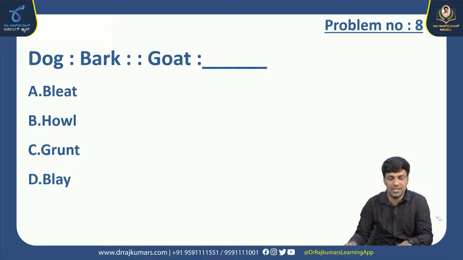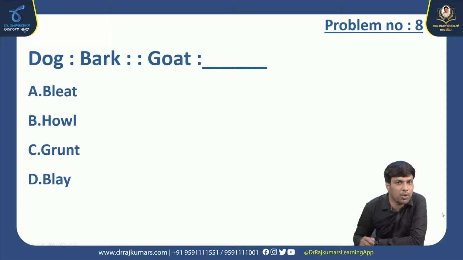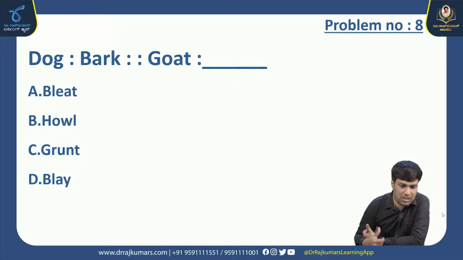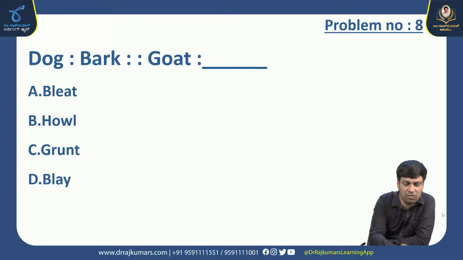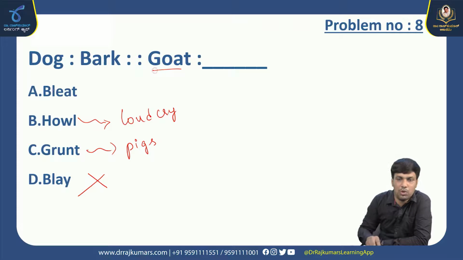From this we can clearly say that second is the noise produced by first word. Bark is the sound produced by dogs. They are asking what is the sound produced by goats. Following the options, we have bleating, howl, grunt and blay. For blay we don't have any meaningful sense. Grunting is for pigs. Howling means a long and loud cry. The sound produced by goat is called bleating. Okay, the right option for this question is option A. Moving on to our next question.